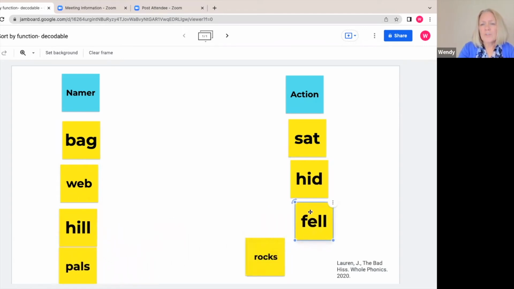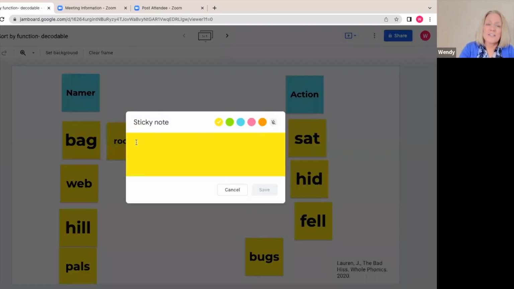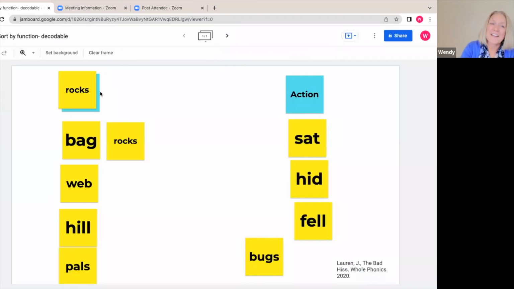So I want to show you what is fairly typical in decodable texts is that many of the words could be multiple meaning words. And in fact, there are several in this story. And one of them is the word rocks. So we would have a student decode the word rocks and decide, are we thinking about rocks as a thing, where we would slide it over to the namer? Or somebody might come up with the idea that rocks is an action word. So please do be prepared to add some more sticky notes and to celebrate that our students know that there is more than one meaning for the word rocks.